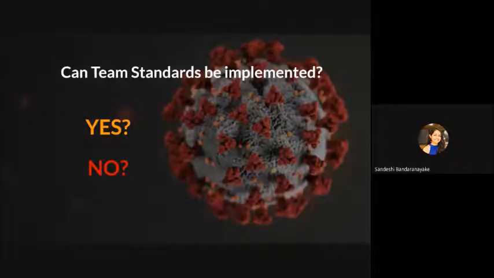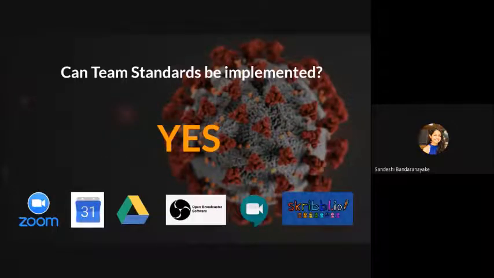Do you think that team standards can be implemented during this pandemic? If you're wondering that, don't worry. Yes, you can, because the technology is very improved right now. There are apps and software that you can use, like Zoom and the calendars. I've put some at the bottom, you can see. So getting team meetings and one-to-ones is not a problem. Planning and things like that is not a problem.